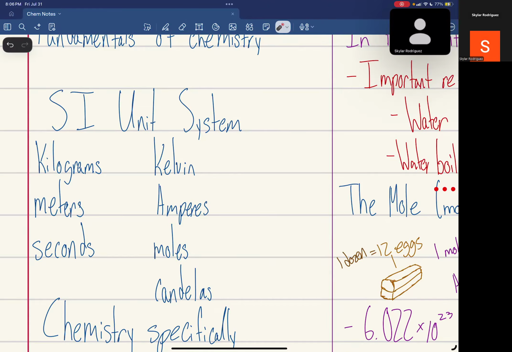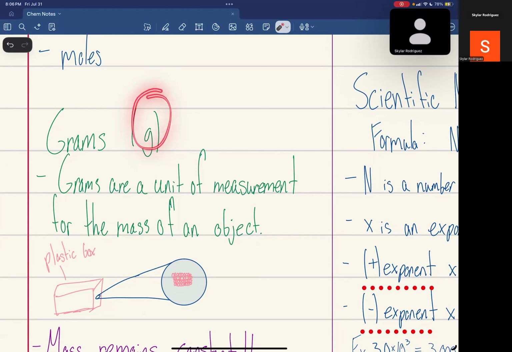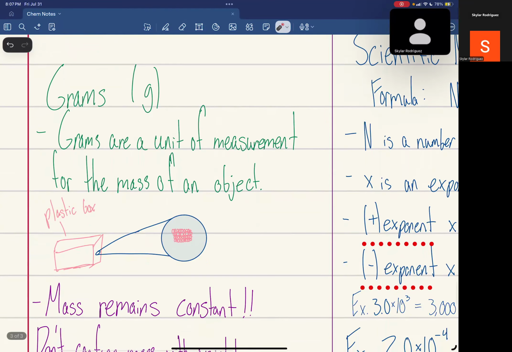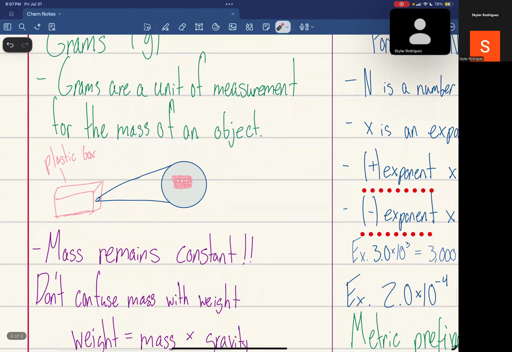We're going to start off with grams, which is represented by the symbol G. Grams are a unit of measurement for the mass of an object. If you take a plastic box, as I've drawn here, it's a mass. Its mass is determined by how many atoms of plastic are packed inside it. No matter the location or gravitational pull, the mass of the object remains constant.